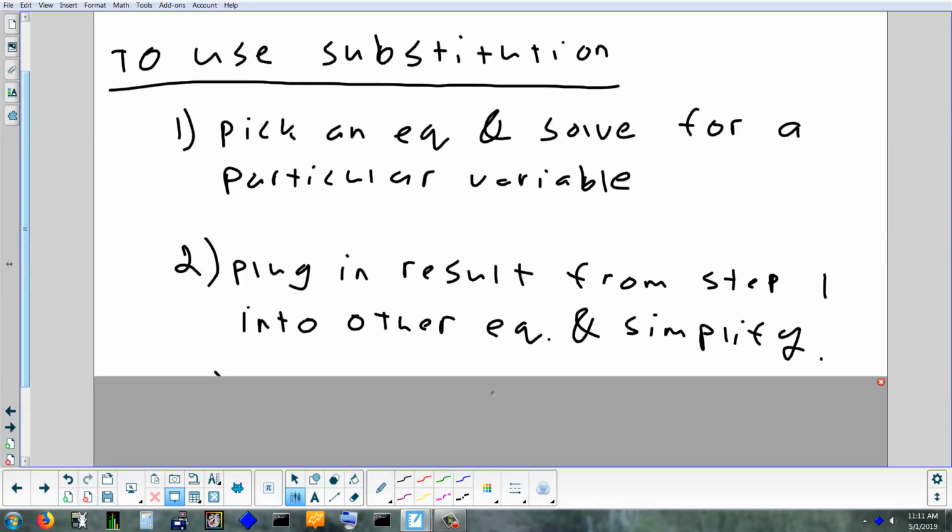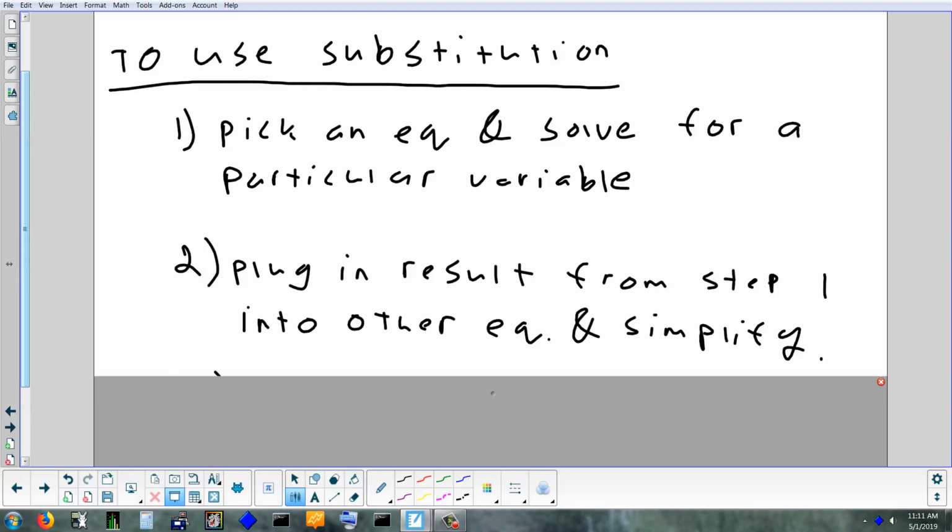Now, if you've done step 2 correctly, you should have only one variable in your equation now. So you're going to solve. You're going to simplify what you have and solve it. And at the end of step 2, you're going to know one of your answers. But don't forget, when you're solving a system, there's more than one answer to find.